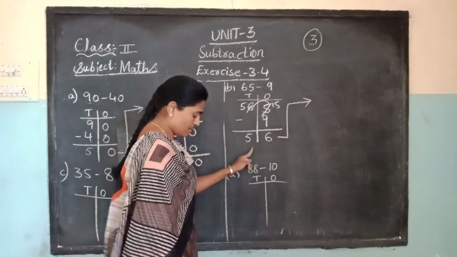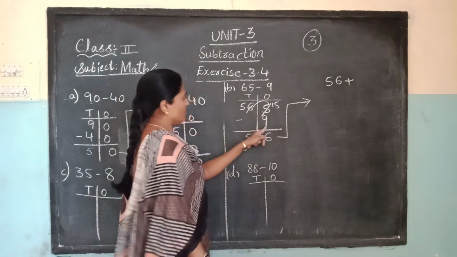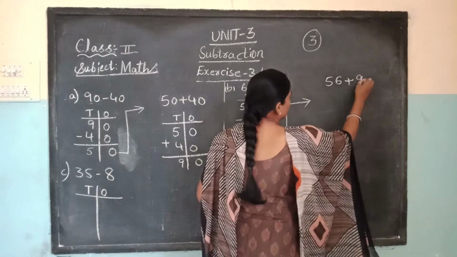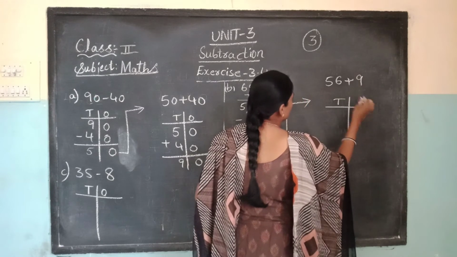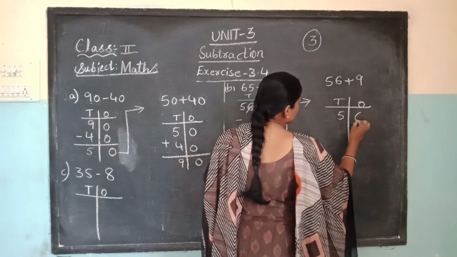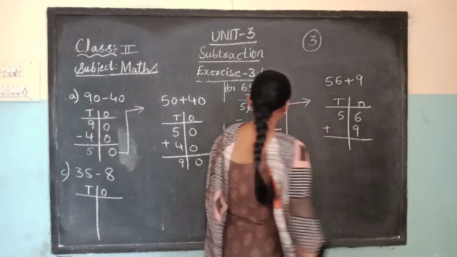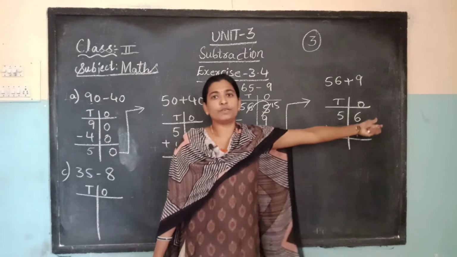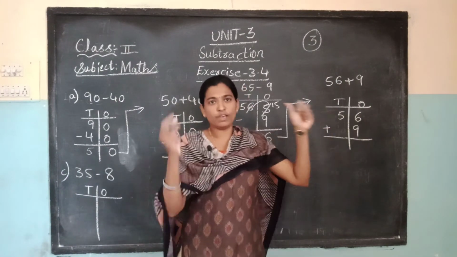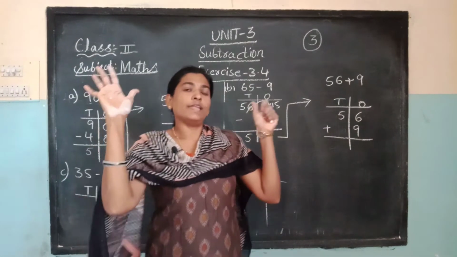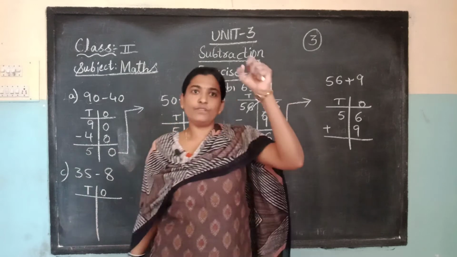What is the first number? 56 plus 9. Again take ones and tens column. 56 plus 9. Now in these two numbers, which is the big number? 9. 9 is the big number and 6 in your fingers. 9 after, 10, 11, 12, 13, 14, 15.